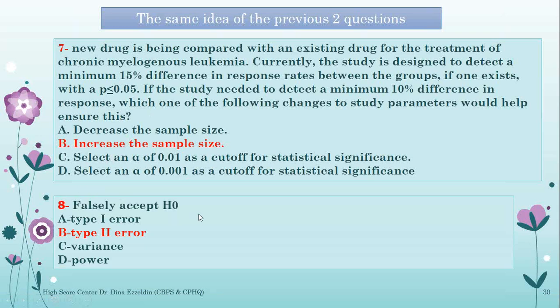Falsely accept null hypothesis means it should have been rejected. But we see that there is no difference, but actually there was a difference. So there was a difference and we couldn't see it. So this is a blindness theory. So it's type 2 error.